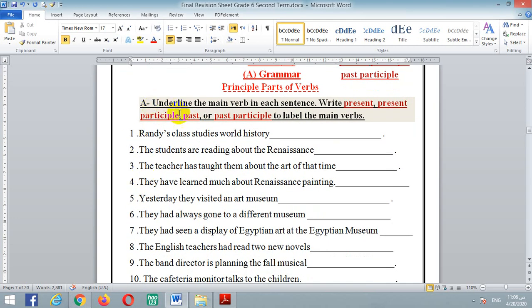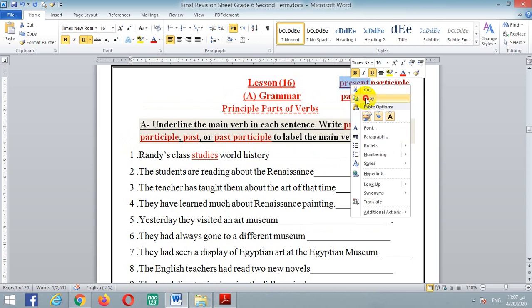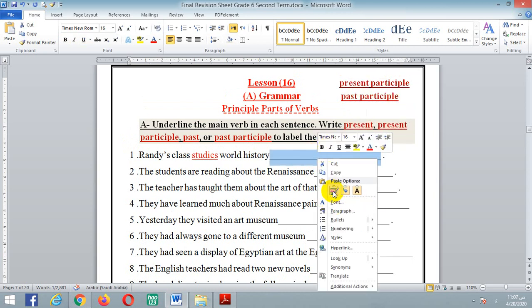First, we are going to underline the main verb and then say the tense of it, if it is present or present participle or past participle. Okay? Number one, this class studies world history. So here the main verb is studies. Now, what tense is it? Studies is verb plus s, so it's present. Yes, excellent. We are going to use here present.